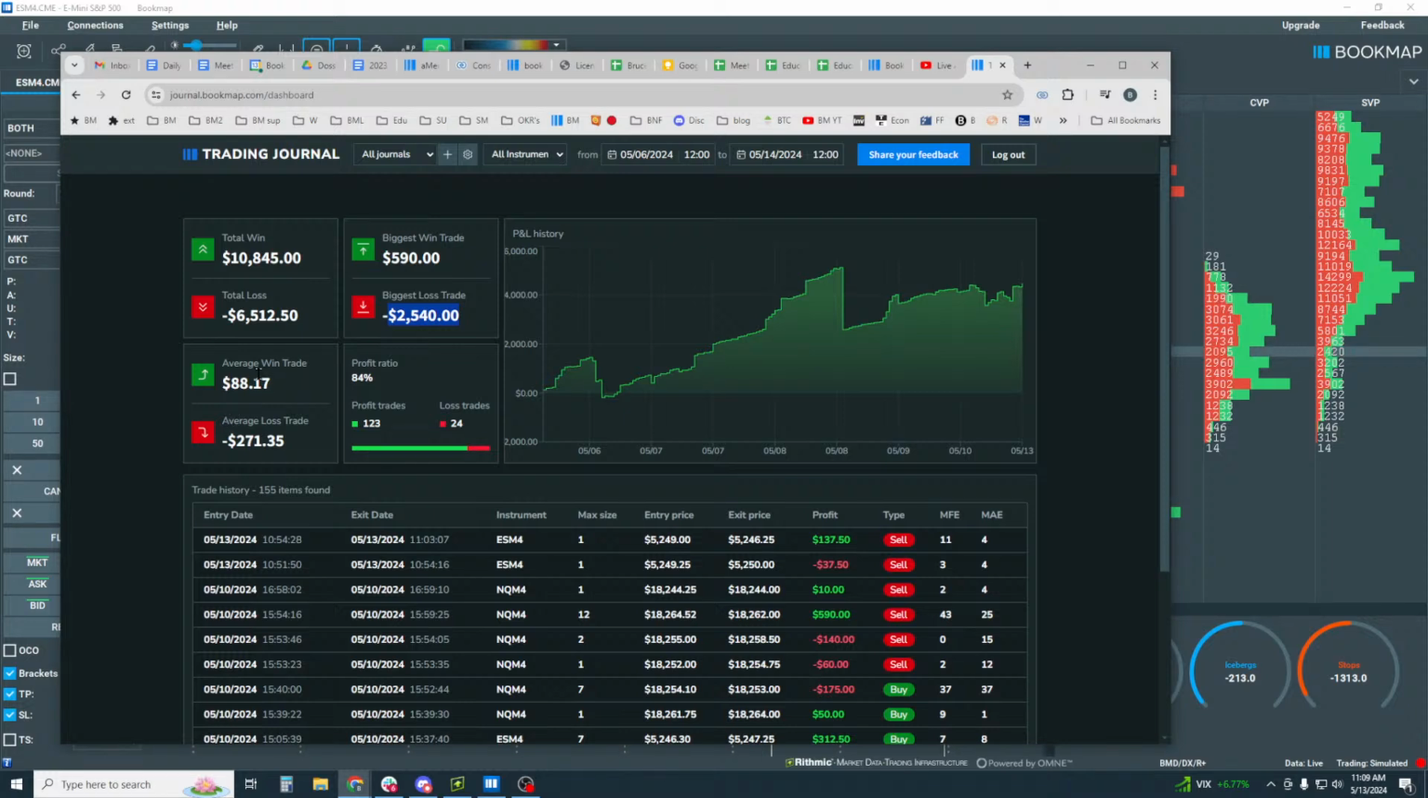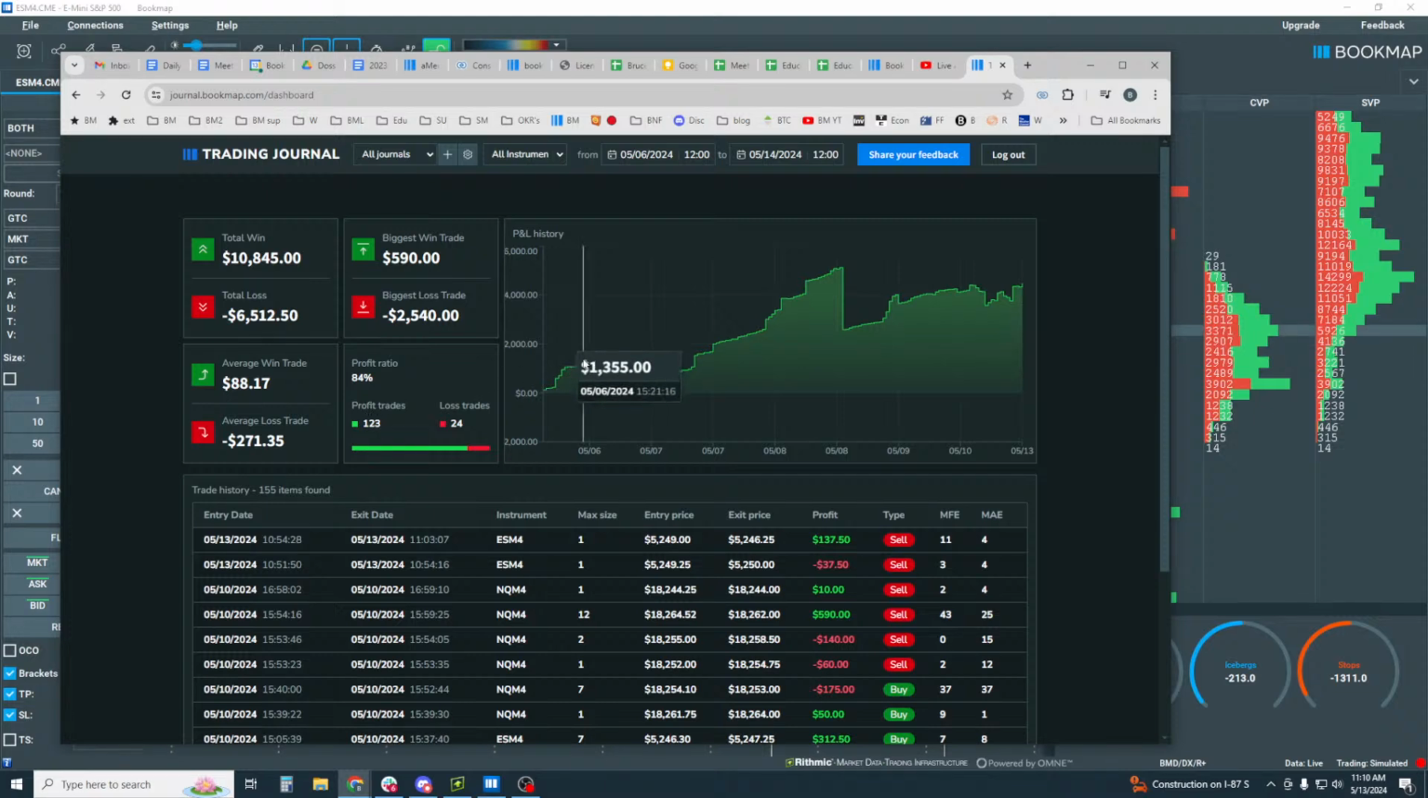Average winner, $88. Average loser, $271. Well, a lot has to do with this one big loser here. Okay, but look at the profit and loss here too. 84% of the time it's a winner. Yeah, I don't want that. I actually want half of that. I want to see 40% here. I want to see lots of small losses and then nice big juicy winners.